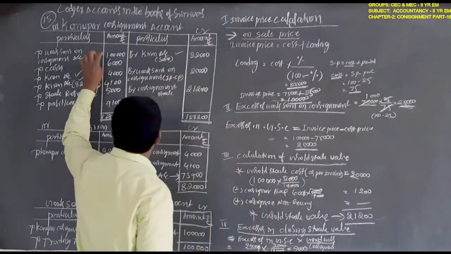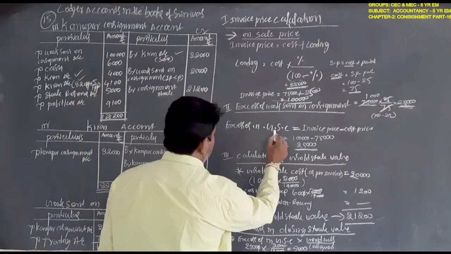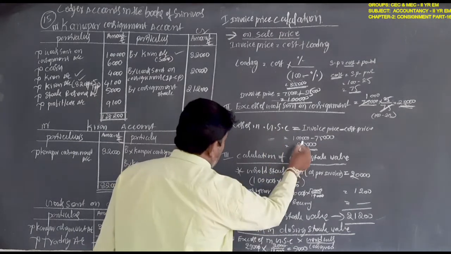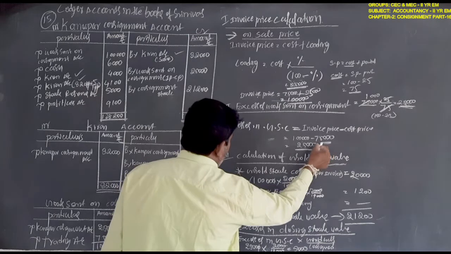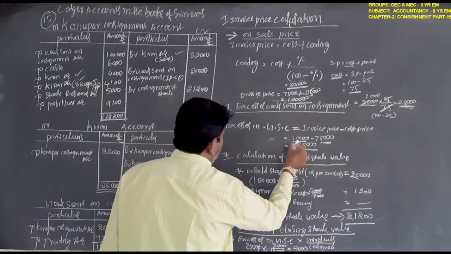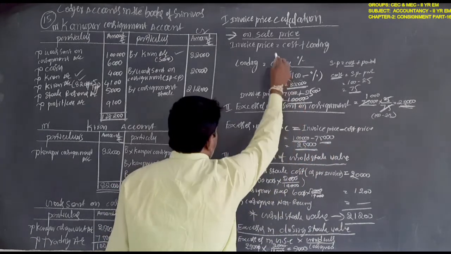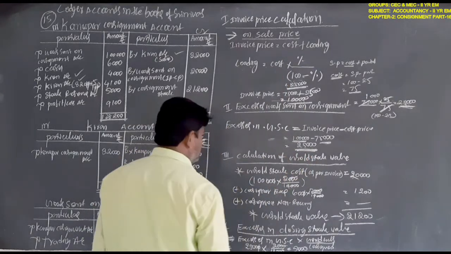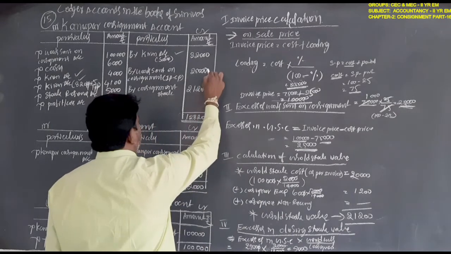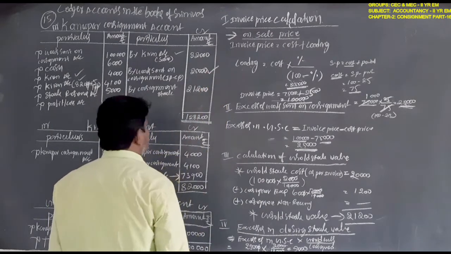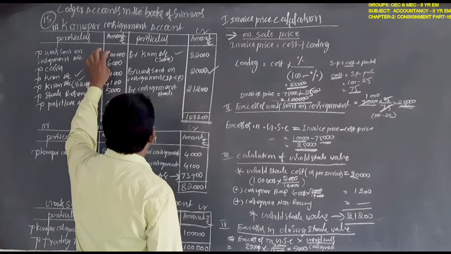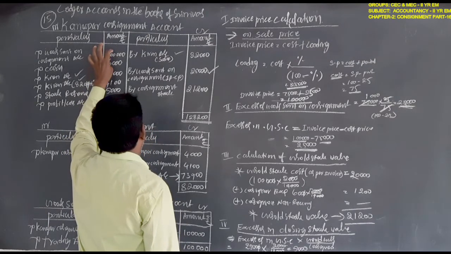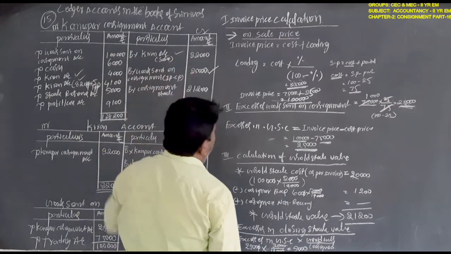Invoice price must be recorded here only. So next, excess in goods sent on consignment. 1 lakh minus 75,000. 75,000 is cost, given. 1 lakh is invoice price, and calculate as per this formula. So excess amount is 25,000 rupees. This 25,000 rupees will be recorded here only. Why? Because we are sending at excess amount. For cancellation purpose, 25,000 rupees is included here. For cancellation purpose, you have to write here only.